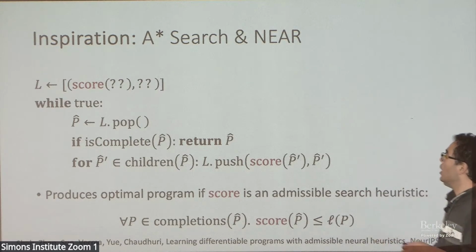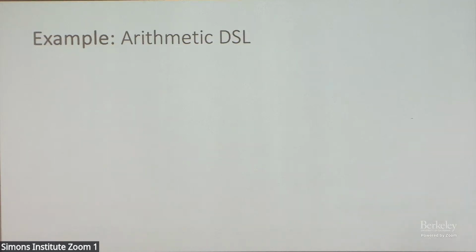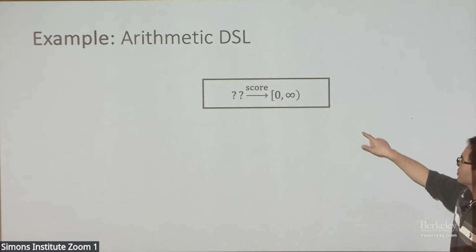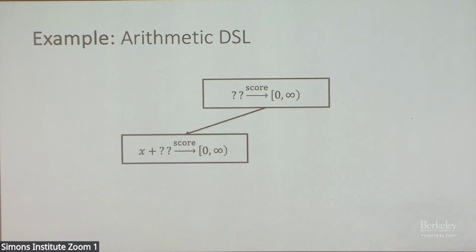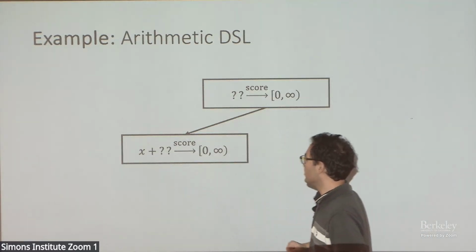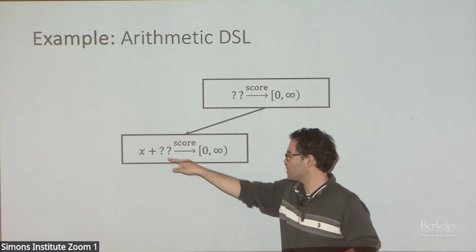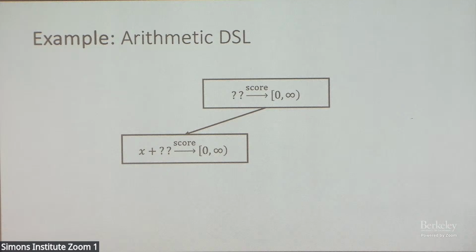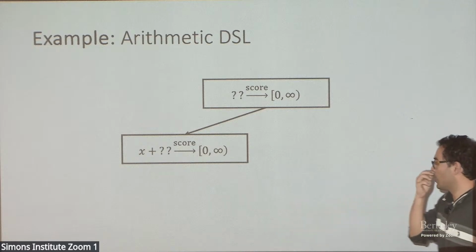There was some great work called NEAR that implements this. Before I get into NEAR, I'll say more about them in a second, but just to illustrate how this works, coming back to the running example I had earlier, where we're searching over these arithmetic expressions. We start from the whole set of all programs, and then maybe we have a refinement saying, this is x plus some other hole, and the score here is the same, because if we have x plus a hole, that could still fit perfectly.